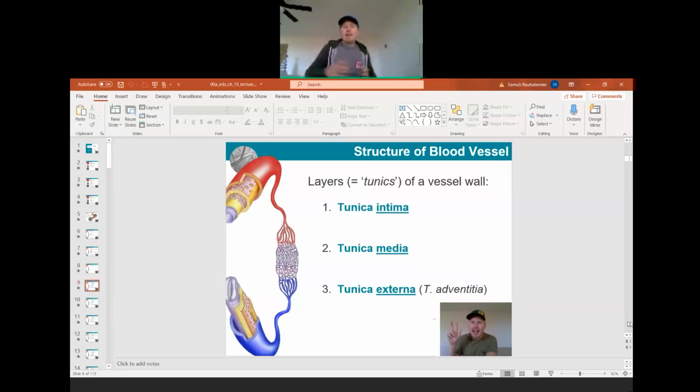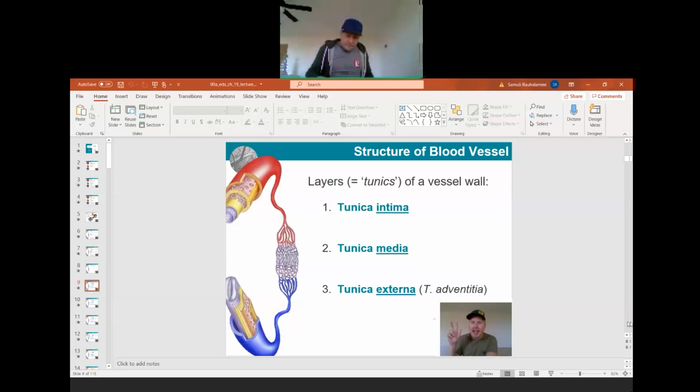These tunicas differ in the last word that they have. Working from the inside of the blood vessel and moving out, we have first tunica intima, then tunica media, and then tunica externa. I think these are the terms most commonly used here in America. In British literature, you sometimes see the tunica externa also referred to as tunica adventitia. So don't get thrown off if you see those two terms used interchangeably. I just want you to be aware of that.